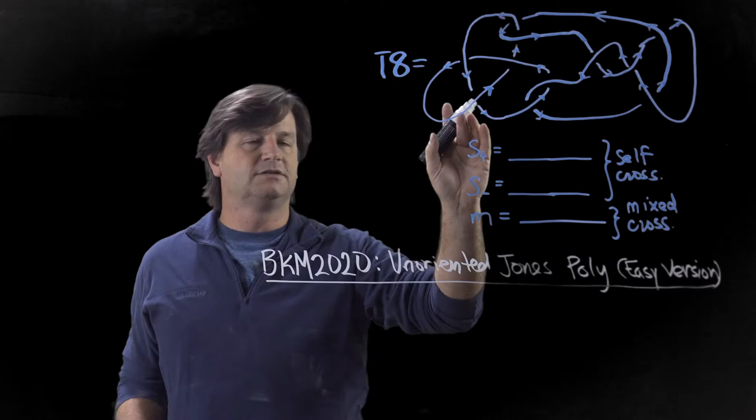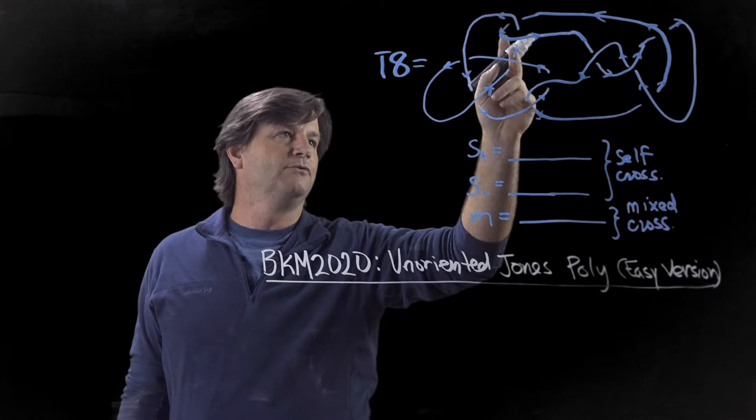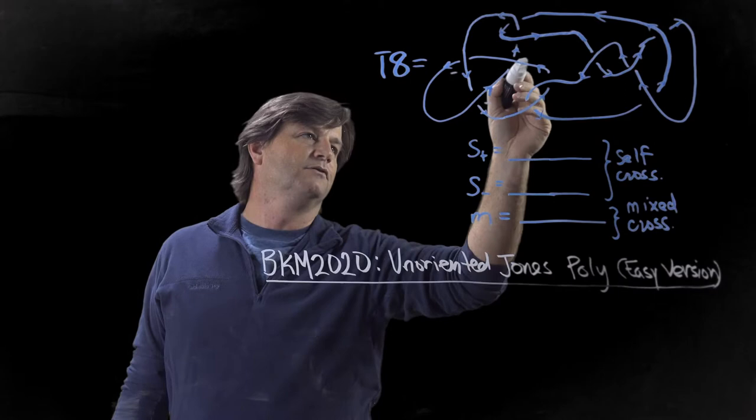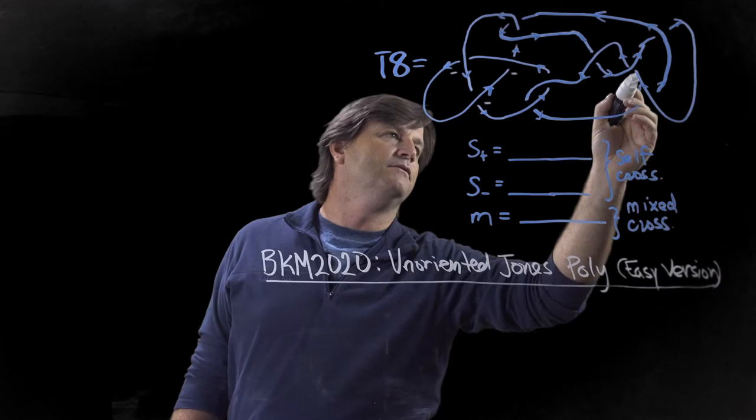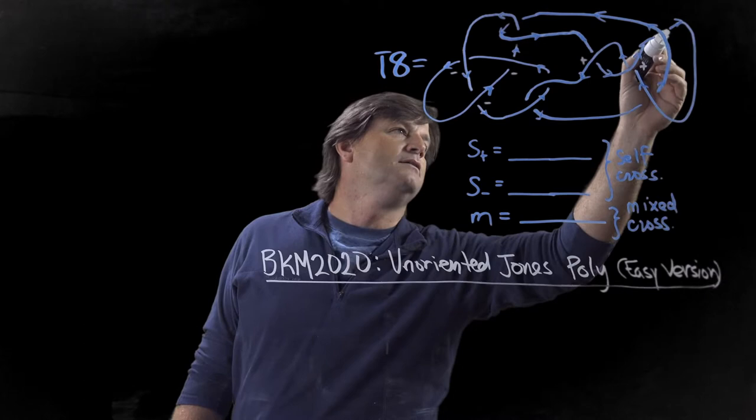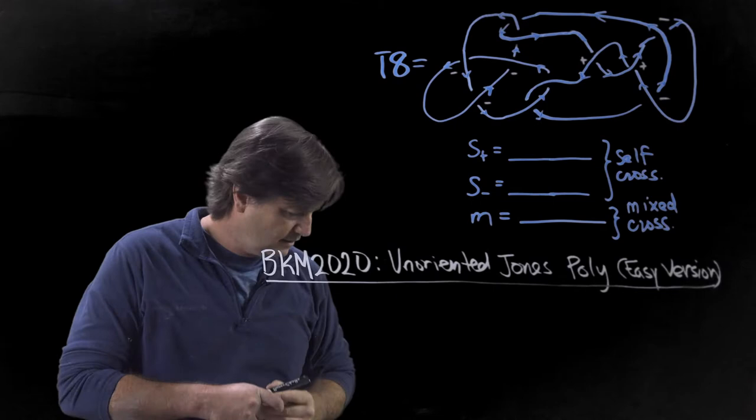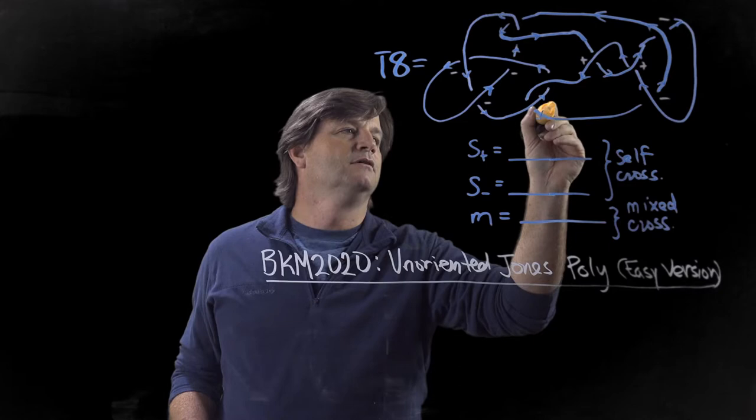Now, if we go through this, we see we got a negative here and a negative here, and of course a negative here. And over here on the figure eight, we've got a positive, and here's a positive, and here's a negative, and here's a negative. And then on the self-link, or in the mixed linking, we have a mixed link here, a mixed link here, a mixed crossing here, and a mixed crossing there.